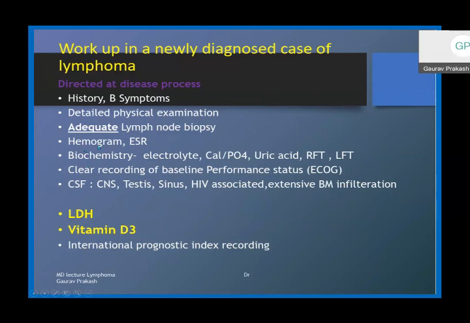Other standard workup like hemogram with ESR, biochemistry, detailed workup. And in patients who are having suspected CNS lesions, you must do a CSF examination. And these are the other indications of doing CSF. LDH and vitamin D3, both are prognostic for future outcome in patients with lymphoma. High LDH and low vitamin D were both associated with poor survival in these patients. So try to do vitamin D and LDH in all the patients. These parameters will help you to calculate the International Prognostic Index, which is also known as IPI.